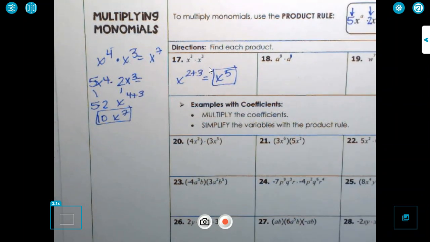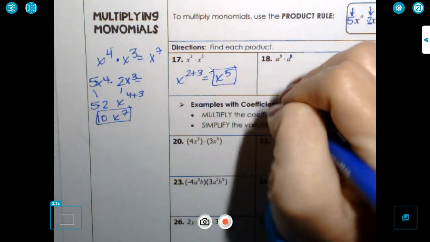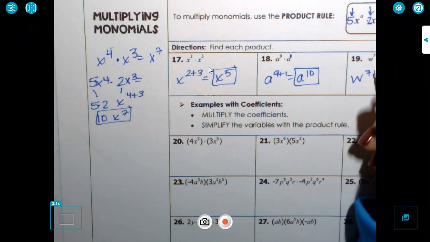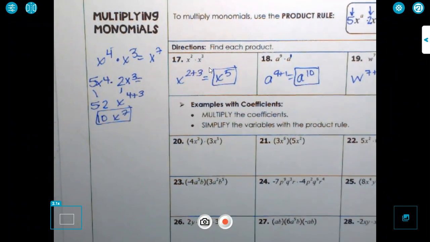Okay, understood ones I've taught y'all about are going to be a problem. Write them if you need to. So this is going to be a to the 9 plus 1, which is a to the 10th. This is going to be w to the 7 plus 4, which is w to the 11th. Okay, so those are our basic ones. Okay, and then we get into a little more complicated from there. Okay, so again, just using what I talked about over here on the side.